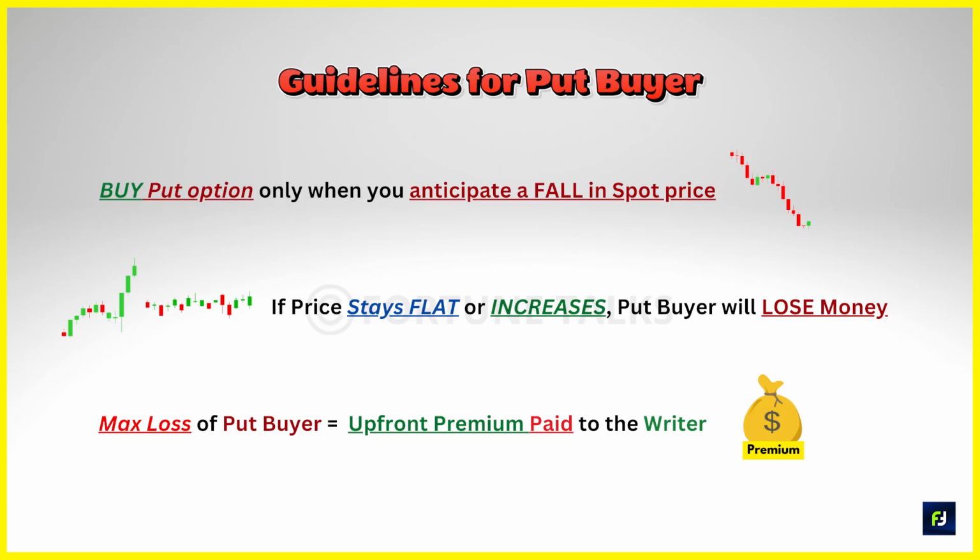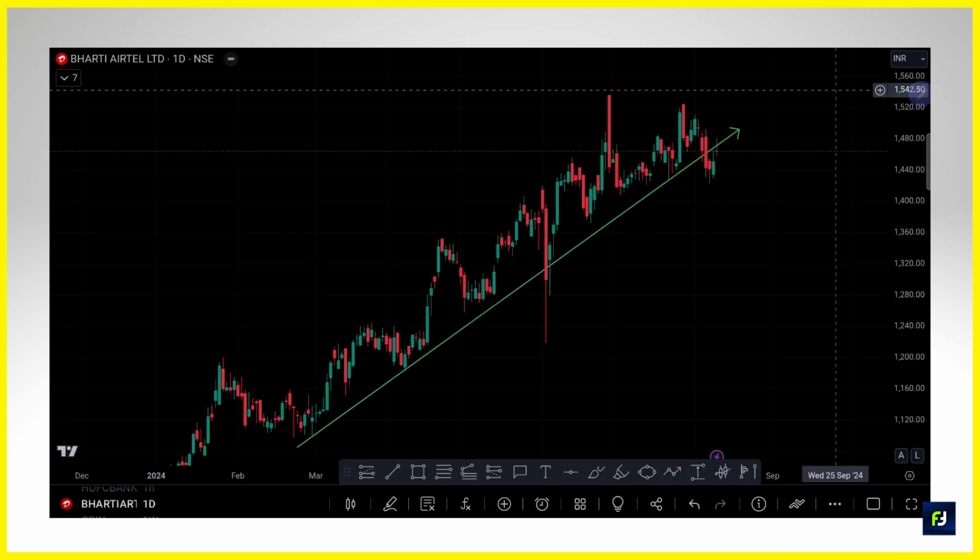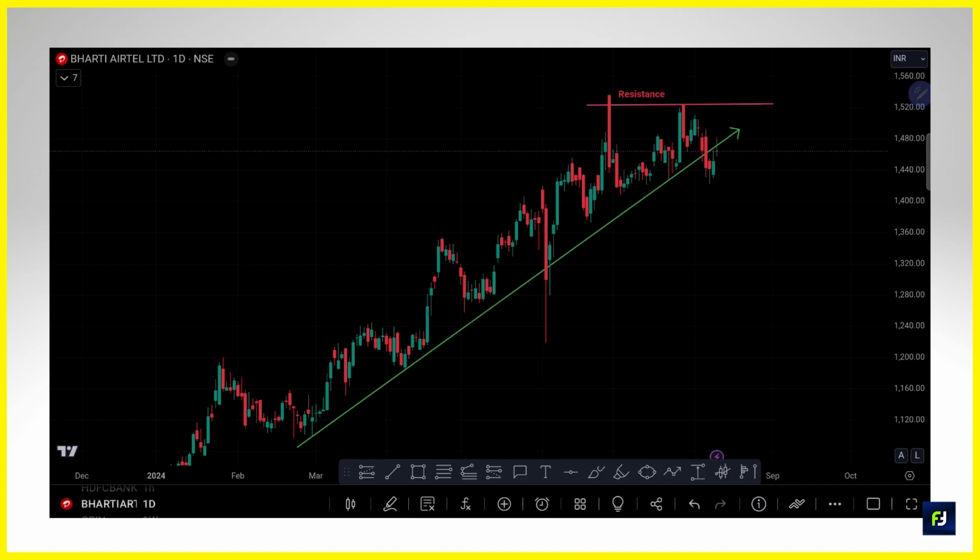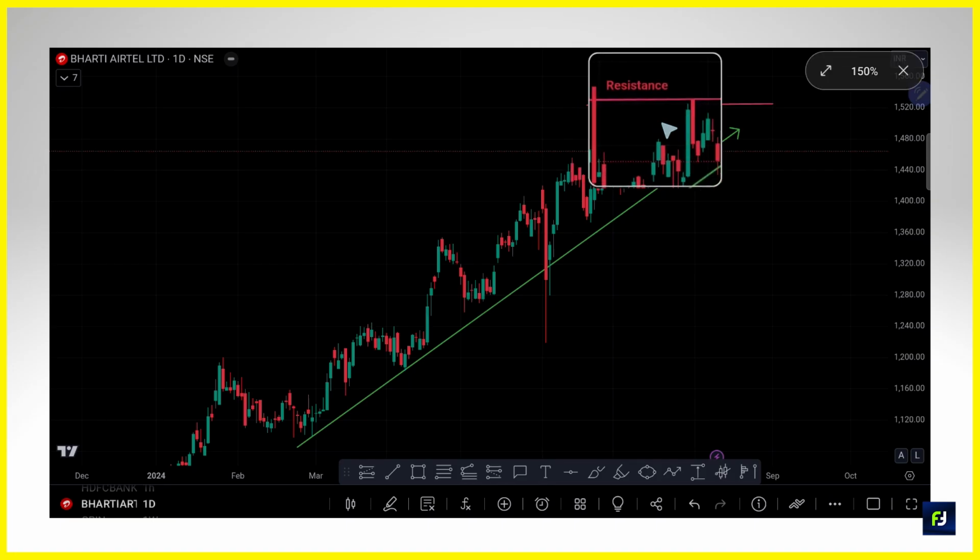To solidify these concepts, let us consider an example. This is the one-day time frame chart of Bharti Airtel stock. It is currently trading at approximately 1460 rupees in the market. The stock has been creating consistent higher highs and higher lows for the last few months, suggesting a strong uptrend. But recently, the stock broke down below the trend line and it was unable to create a new higher high. Instead, it took a resistance and started to fall lower.